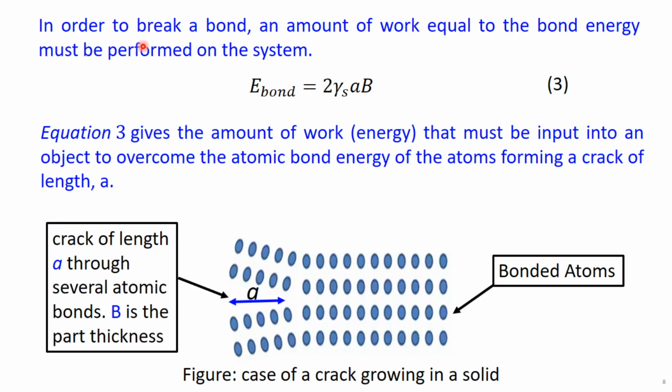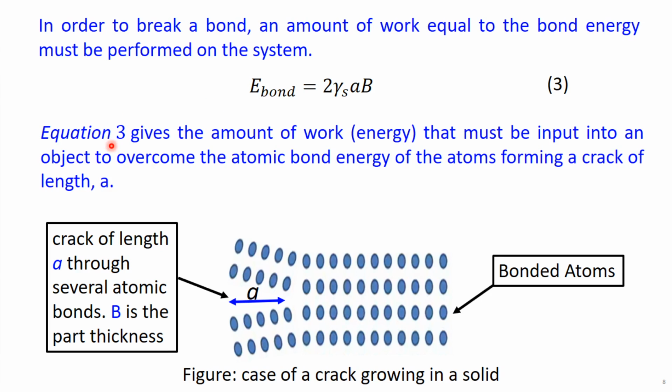In order to break a bond, an amount of work equal to the bond energy must be performed on the system. So bond energy is E subscript bond equal to 2 gamma S A B. Let us describe equation 3.